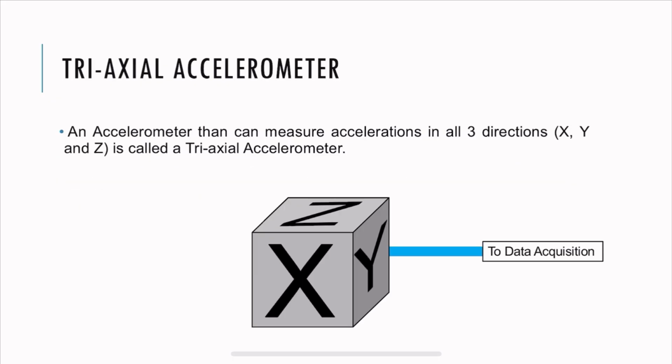So there are different types of accelerometers, such as uniaxial, triaxial. We're going to focus on the triaxial accelerometer. So what is a triaxial accelerometer? It's an accelerometer that can measure accelerations in all three directions, that is x, y, and z.